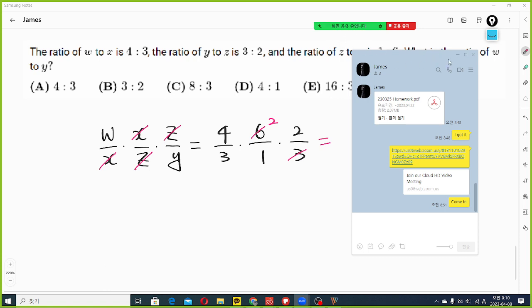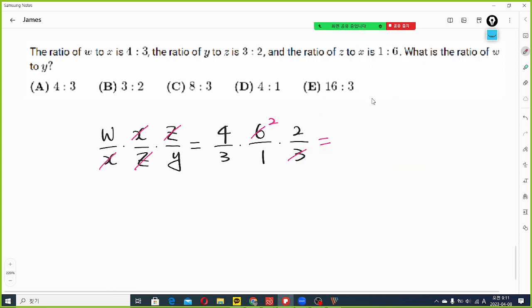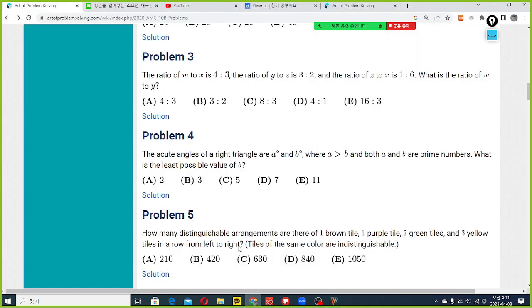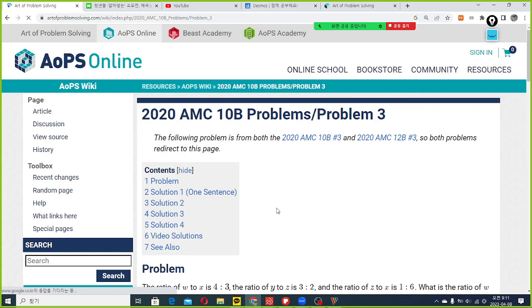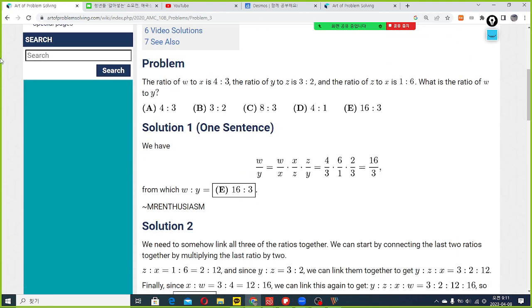Oh, yes, okay. Yeah, hello. Hi. I changed the internet; the previous one is a little slow. So when you multiply these three ratios, we can find the ratio of w to y. E. Yep. Last one.